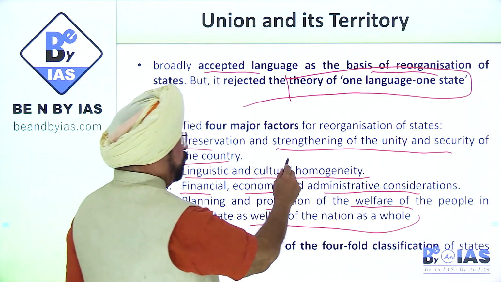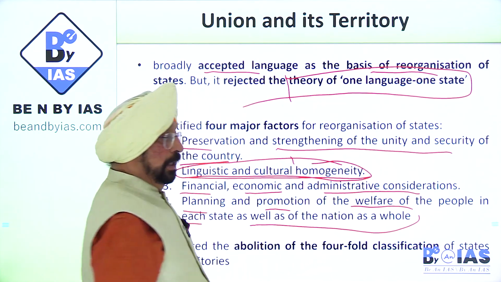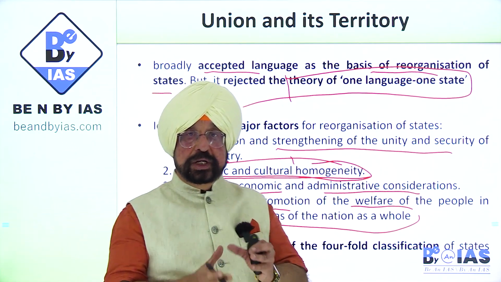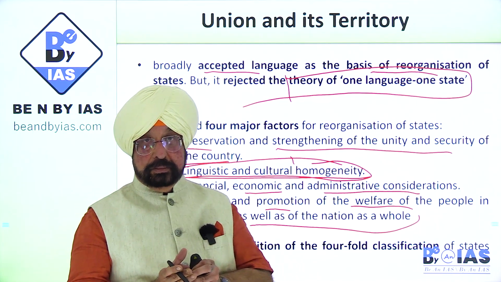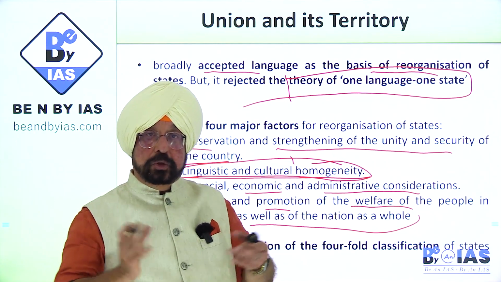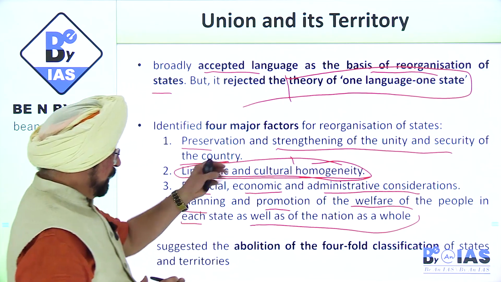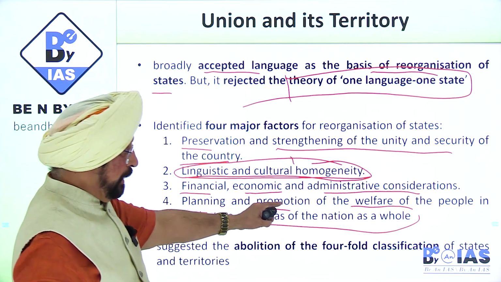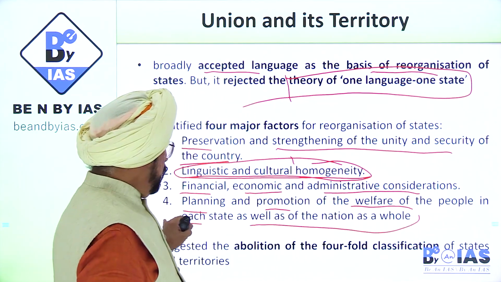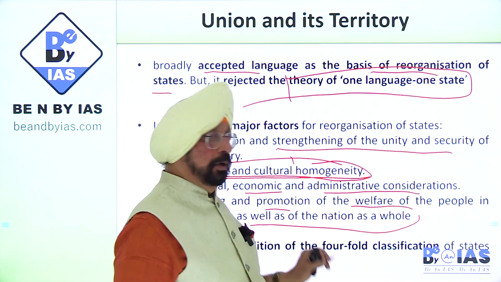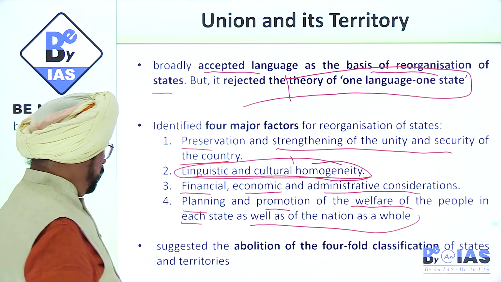Now, what do you mean by homogeneity? Linguistic and cultural homogeneity. That means there should be a homogeneous mix of the language and culture. It should not be a heterogeneous society. So these were the four bases, and being a welfare state, welfare of the people and of the state and as a nation as a whole. So these were the four criteria laid down by them.